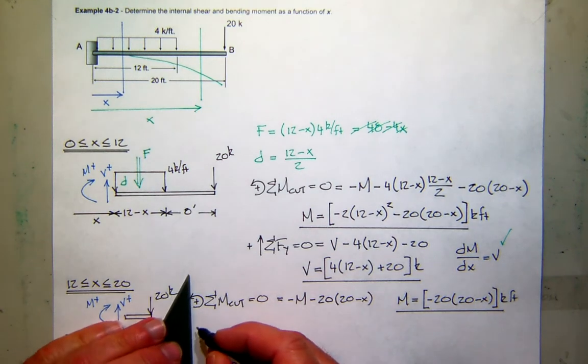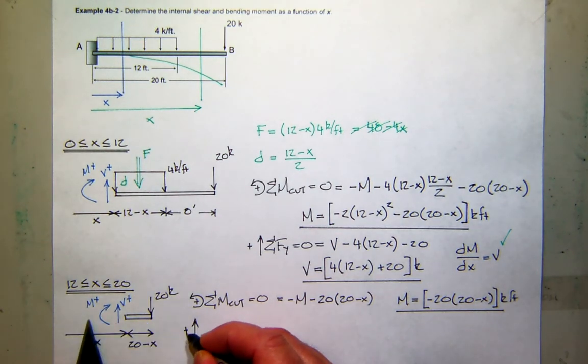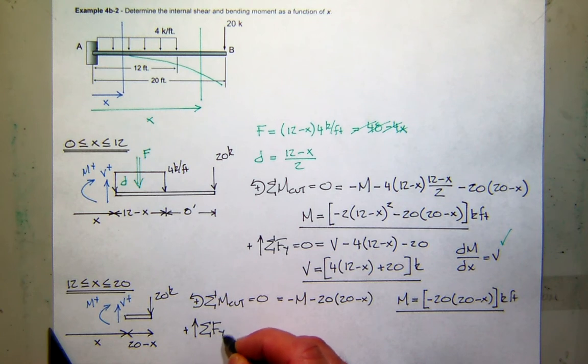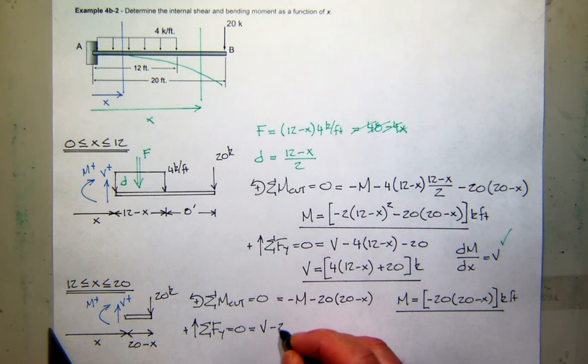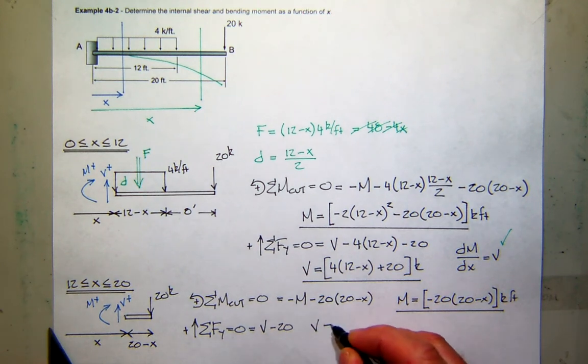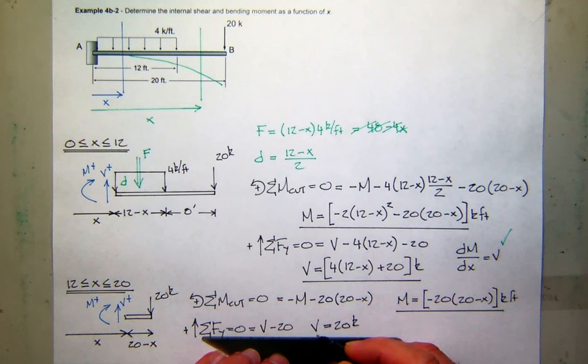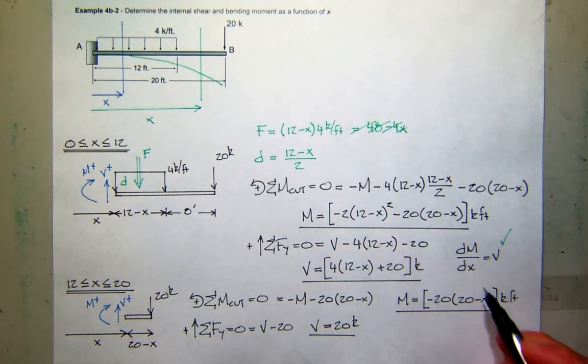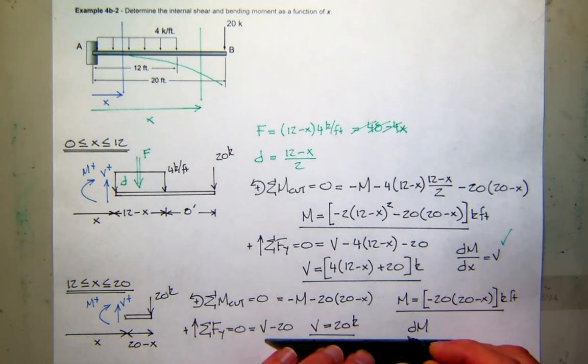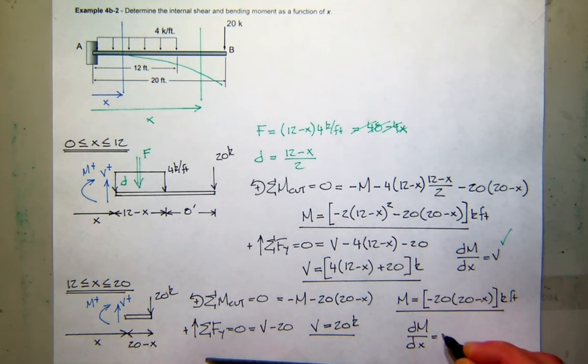What about the shear value? Well, let's just go ahead and sum the forces in the y direction. Make sure we have equilibrium. Well, our shear is acting up, so that's positive. We have 20 acting down. That's a pretty easy one to solve. The shear is just equal to 20 kips. It's constant. What's the derivative of this function with respect to x? 20. So again, we have at least one quick check we can do. We know that the derivative of the moment with respect to x should be the shear, and it is. Pretty cool, huh? Done.